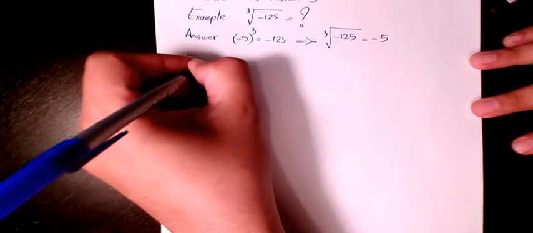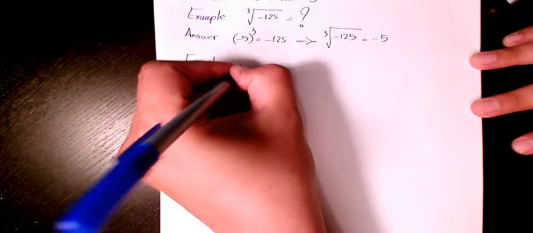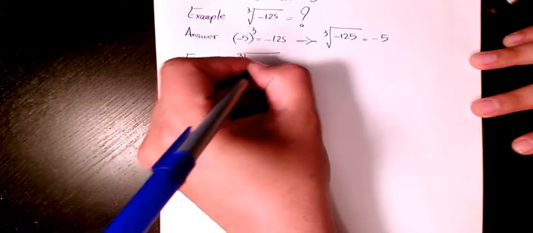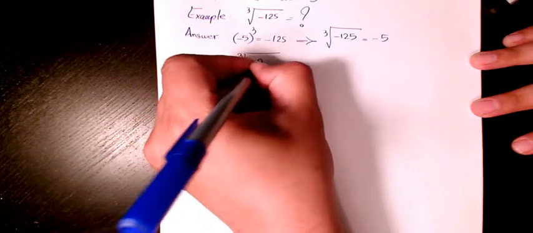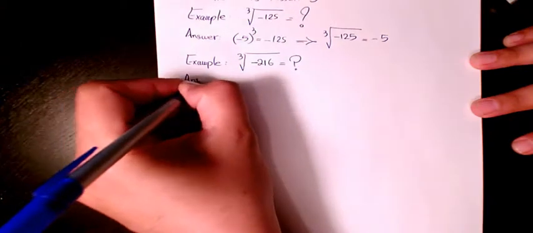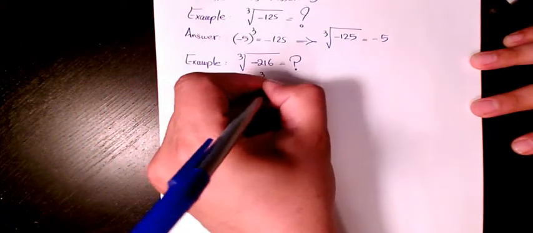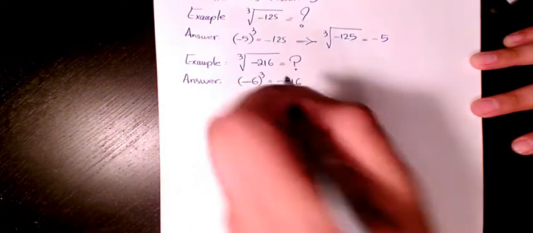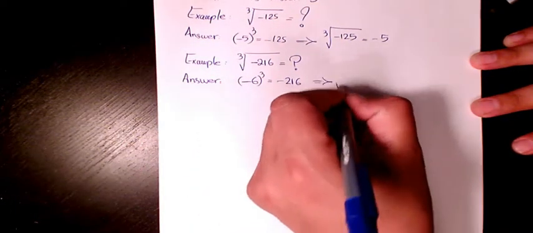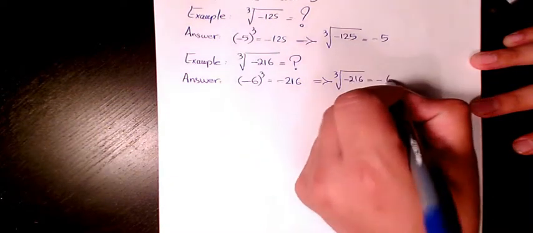Next example, the cube root of negative 216, that will be, negative 6 to the power of 3 will be negative 216. So the cube root of negative 216 will be negative 6.